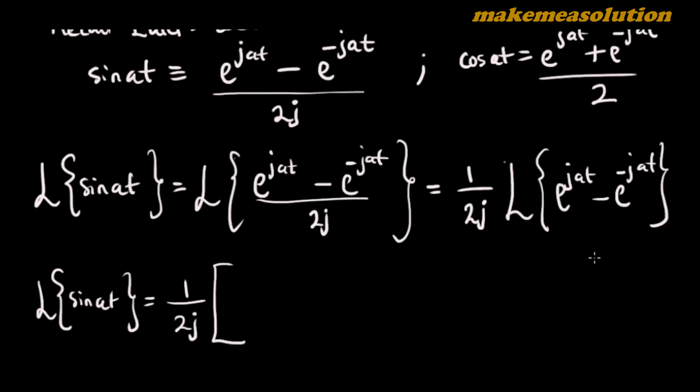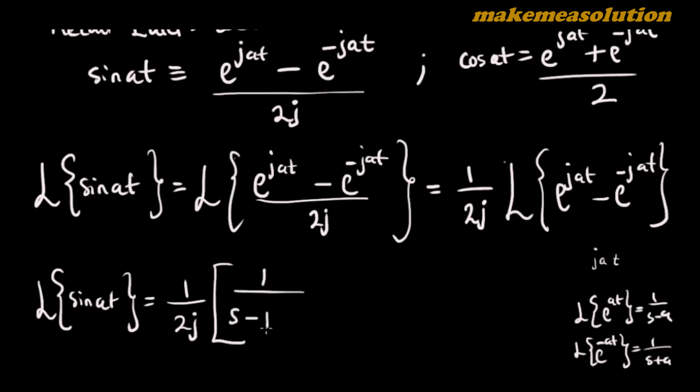Remember, j is a constant, a is a constant, and t is the independent variable. And remember that when you take the Laplace transform of exponential at, you get 1 over s minus a. When you take the Laplace transform of exponential minus at, you get 1 over s plus a. So using these two principles, the Laplace transform of exponential j at becomes 1 over s minus ja, and minus the Laplace transform of exponential negative jat becomes 1 over s plus ja.